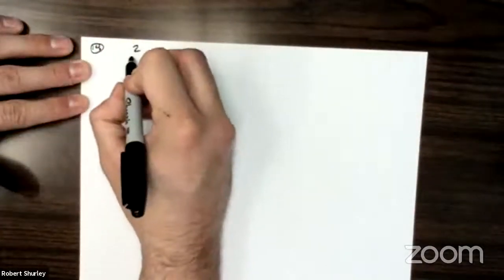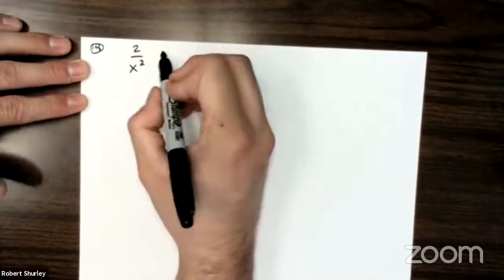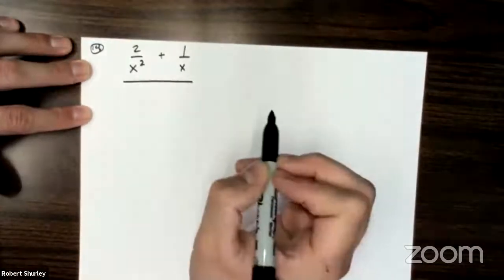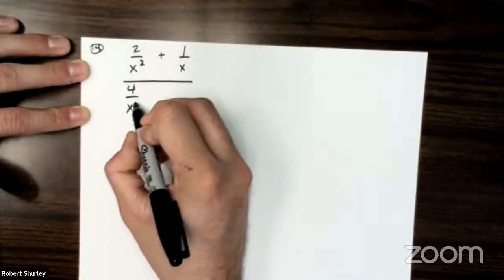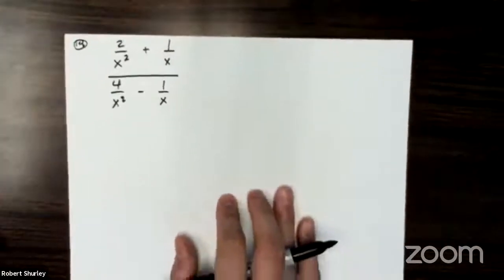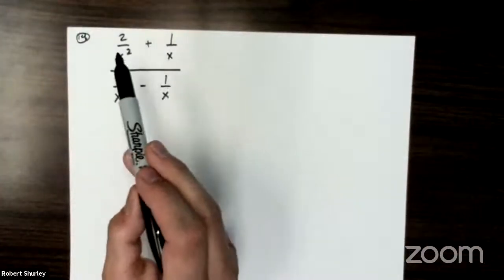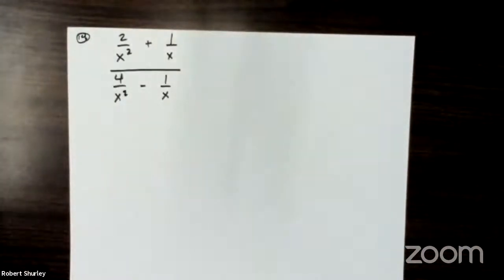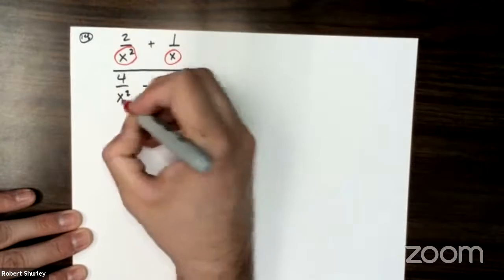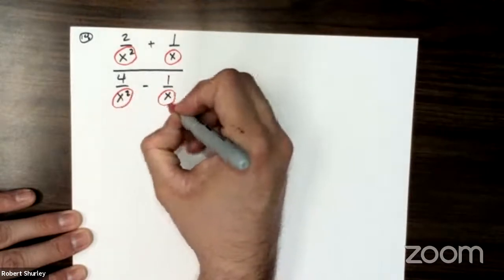We've got 2 over x squared plus 1 over x. Hey, we don't have any numbers in the denominators here. 4 over x squared minus 1 over x. Okay, so again, notice we definitely have complex fractions. We have 4 fractions going on this time. So we have to take into account all 4 of these denominators. We've got an x squared, we've got an x, we got an x squared, and we got an x.